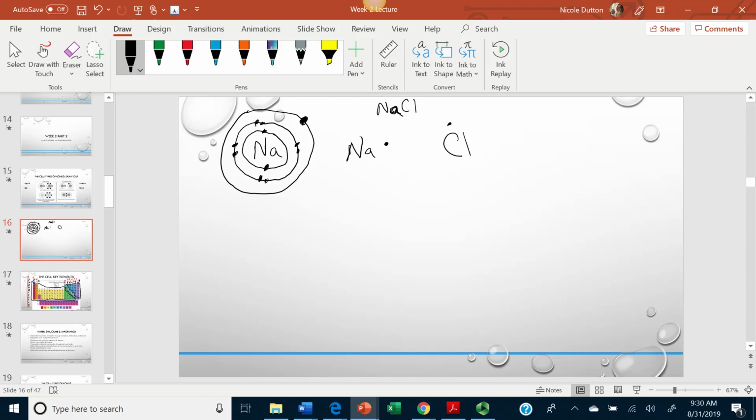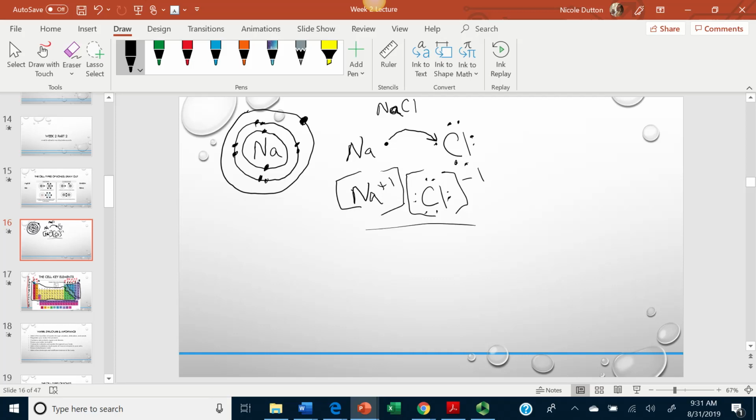So chlorine has 7 valence electrons, and it wants to accept 1 valence electron. So if this valence electron were to leave sodium and jump to chlorine, then sodium would become more positive by 1, and chlorine would turn into chloride, and it would become negative by 1 because it accepted one of those negative charges, -1.